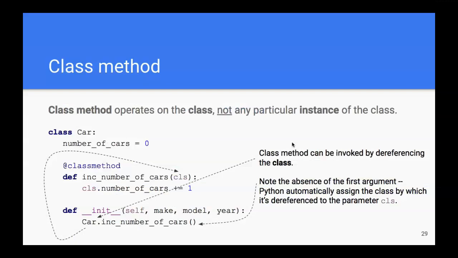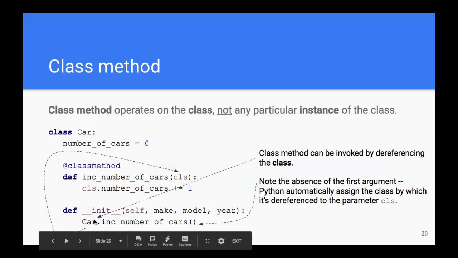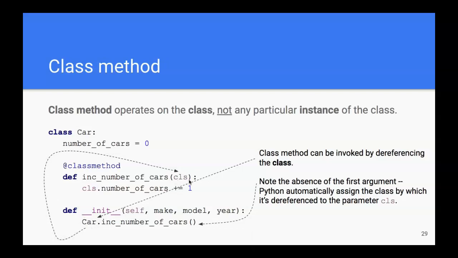Just to dig into a little more detail, the class method can be invoked by dereferencing the class that it's defined in. And then when we call it, note that we don't need to put an argument here, because Python automatically puts the class Car in this cls parameter.